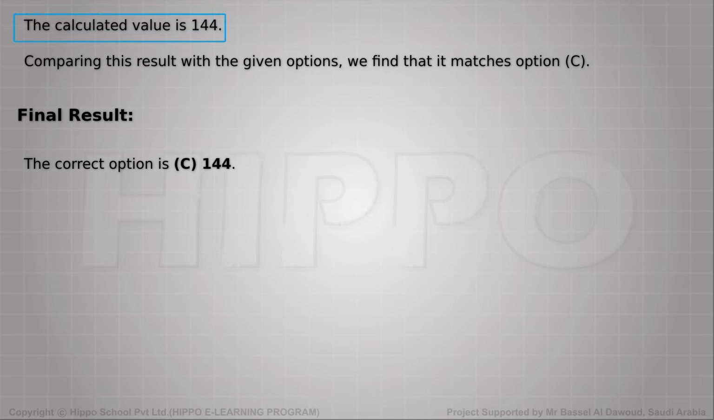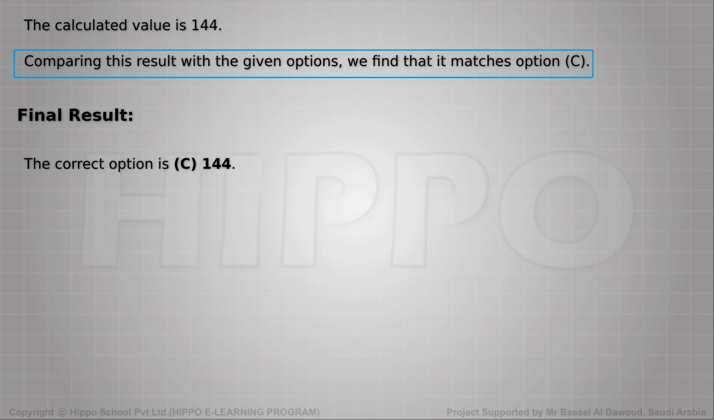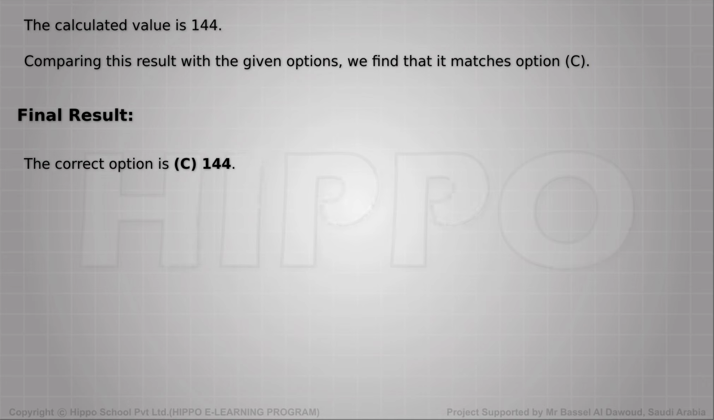If we check our multiple choice options, we can see that 144 matches option C. We have successfully solved the problem by manipulating the given equation to find the value of the expression, without ever needing to know what a or b were individually. Excellent work!